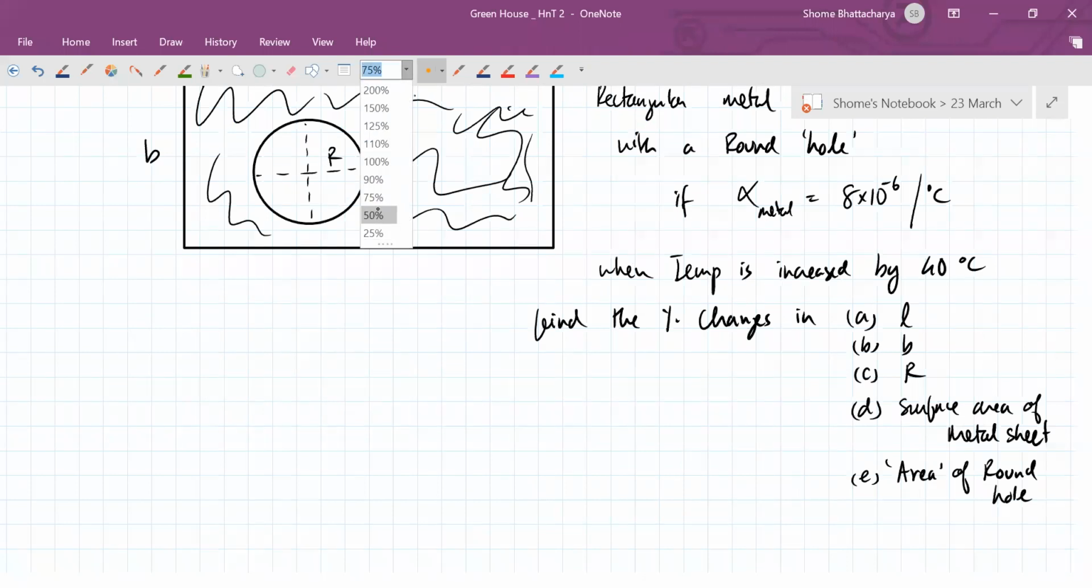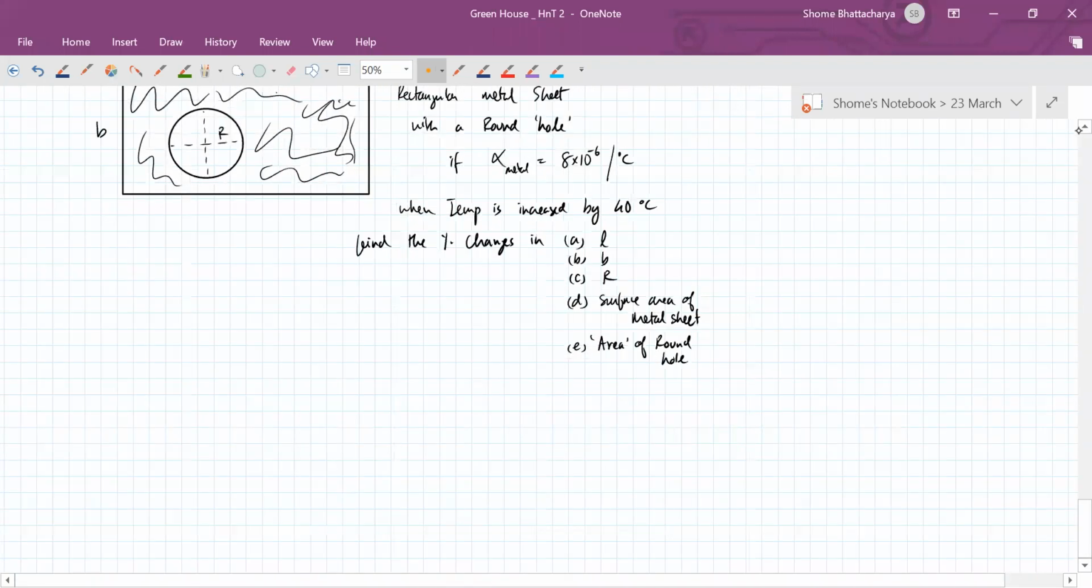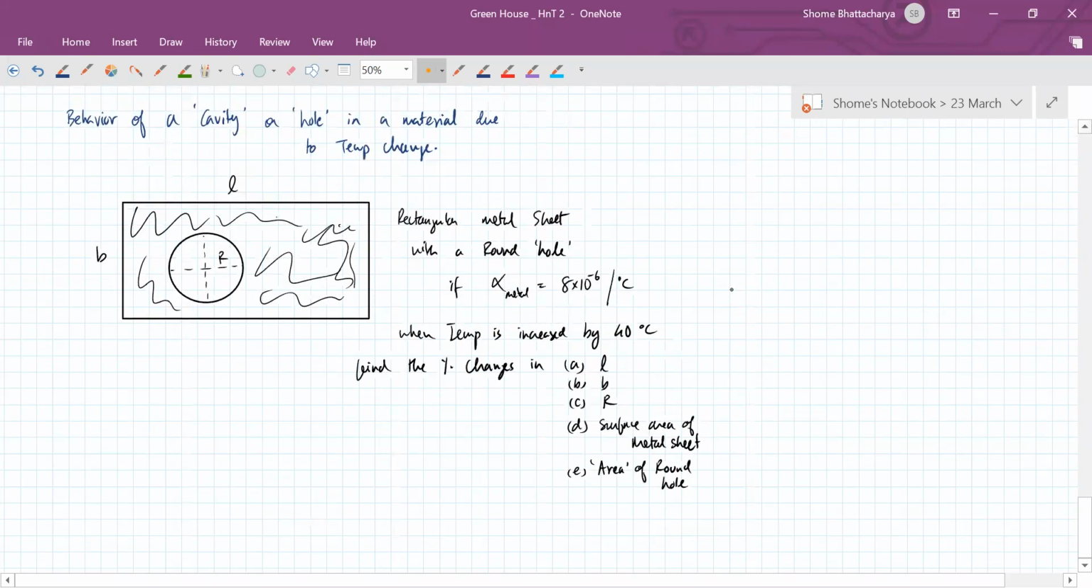So when you're answering this question, you have to also understand whether the percentage change is a positive percentage change or a negative percentage change. That means, for example, if I'm talking about the area of the round hole on increasing the temperature, does the area increase or decrease?